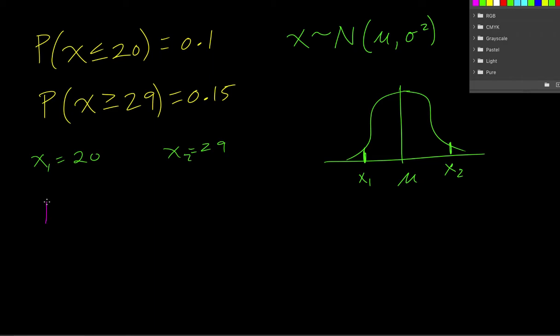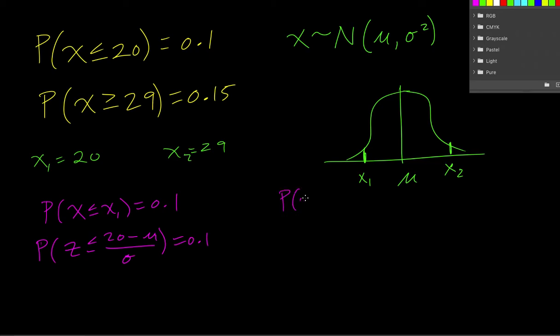We're going to say p is less than or equal to x1. That's equal to 0.1. And if we change that to a z value, we're going to get z is less than or equal to 20, which is the x value, minus mu over sigma, and that's still equal to 0.1.